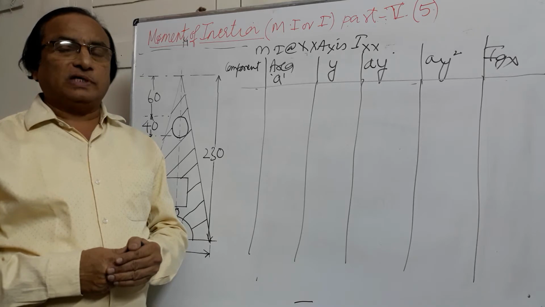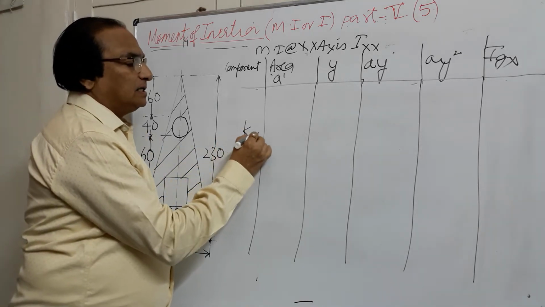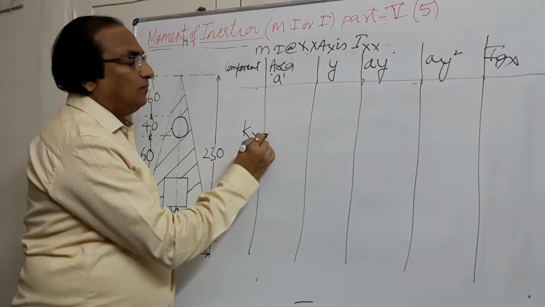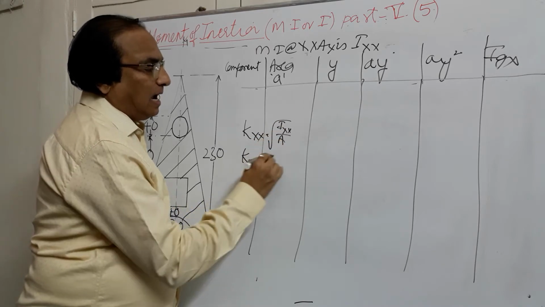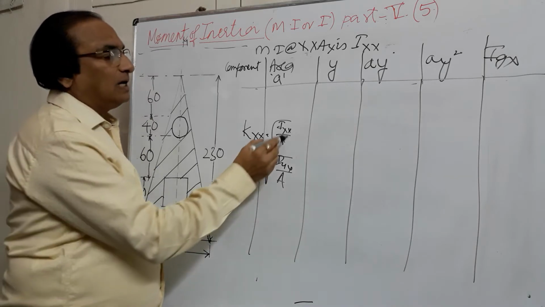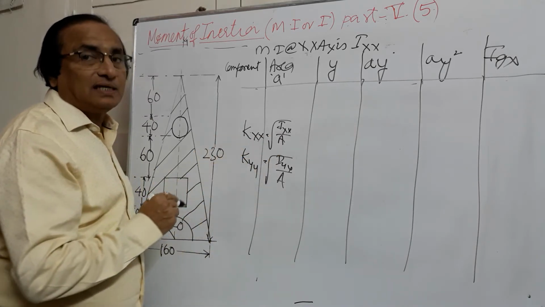In this video, we'll take up another problem wherein we will be finding out the radius of gyration about x-axis, radius of gyration about y-axis. For that you need to find out Ixx by A and Iyy by A. So you'll have to find out Ixx and Iyy. Correspondingly, you will get Kxx and Kyy.